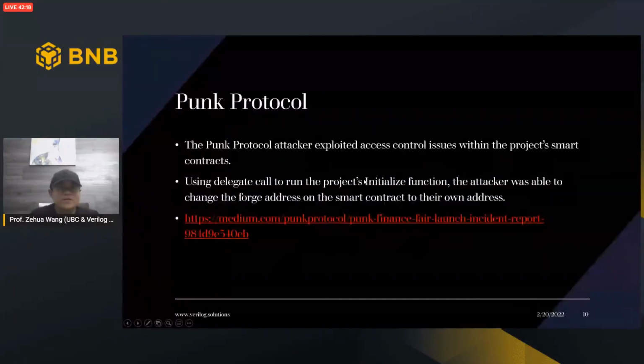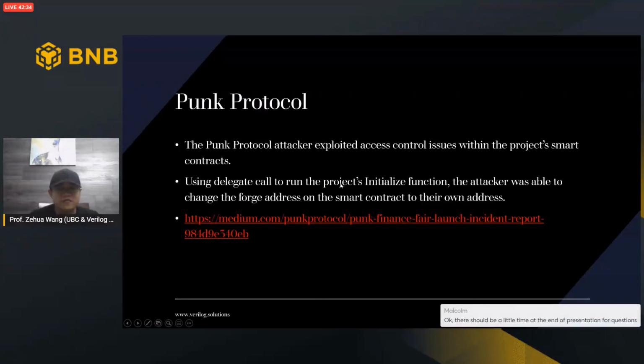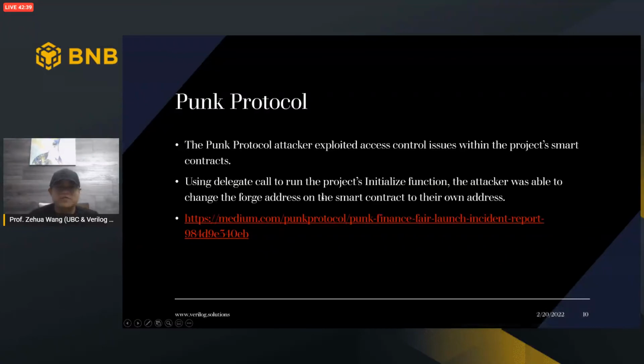Another one is the Punk protocol. The attacker exploited an access control issue within the project's smart contracts, using delegate call to run the project's initialize function. The hacker was able to change the forged address on the smart contract to their own address. This is a vulnerability inside the smart contract, because people can use this delegate call to initialize this contract by using different arguments.